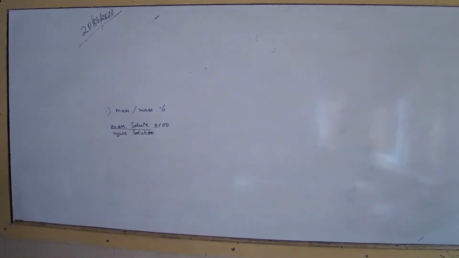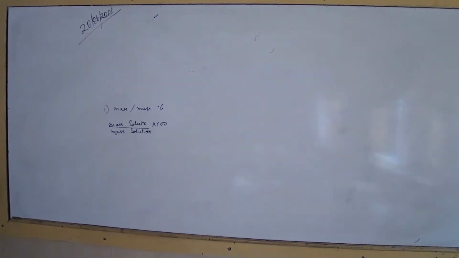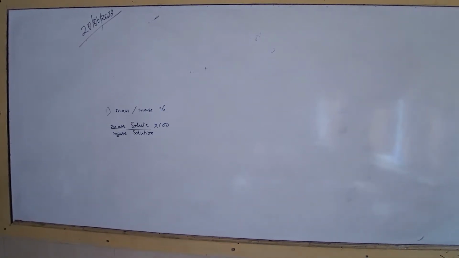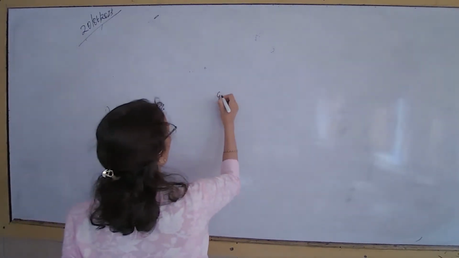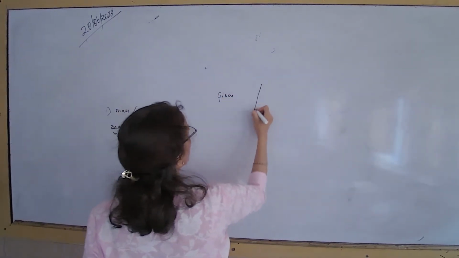What is given to us? Will you do it now? Right now? Okay. A solution contains... first of all, we are trying to read the sum, understanding what is given to us and what needs to be found.